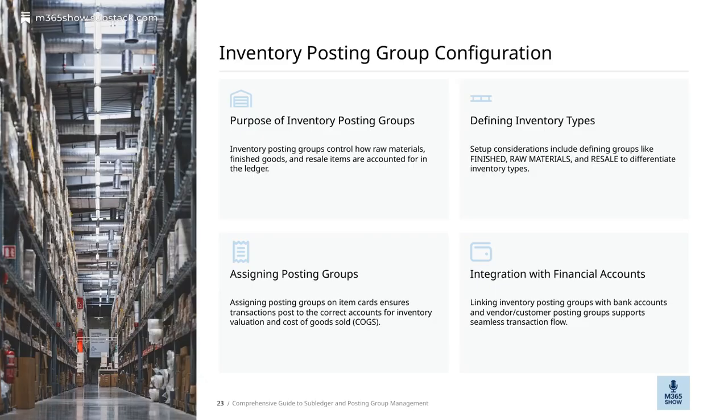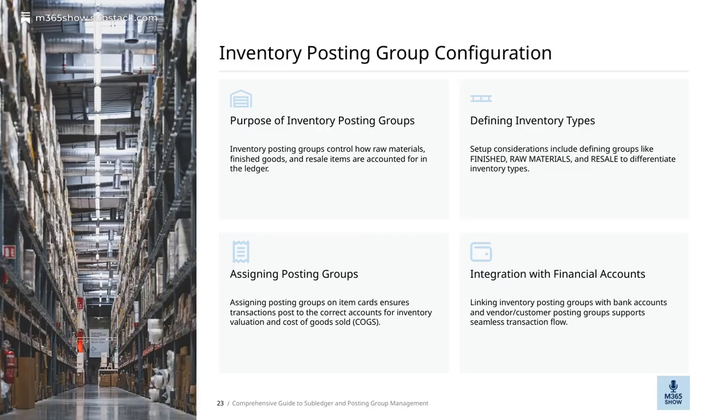Moving on to setup considerations, we need to define specific groups such as finished, raw materials, and resale. These groups help us differentiate between various inventory types, which is essential for accurate tracking and reporting. Finally, we see that defining inventory types through posting groups controls how different inventory categories, like raw materials, finished goods, and resale items, are accounted for in our ledger. This setup ensures that each inventory type is managed correctly within our financial system.